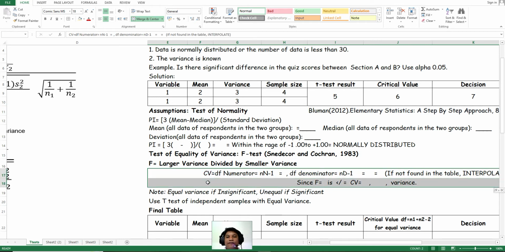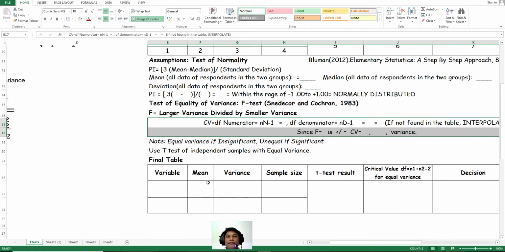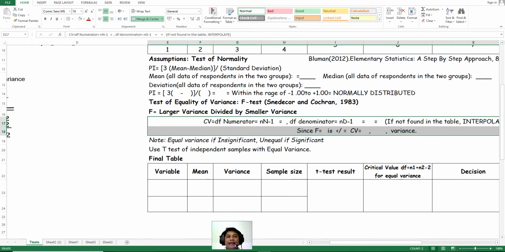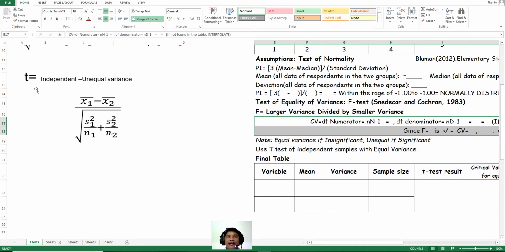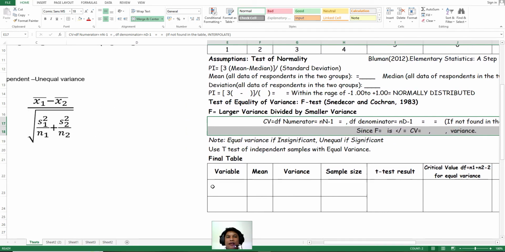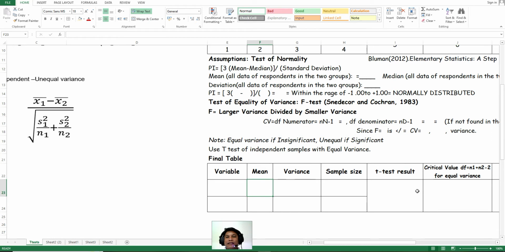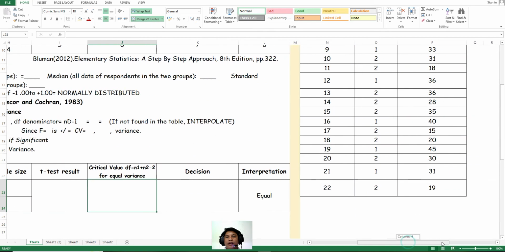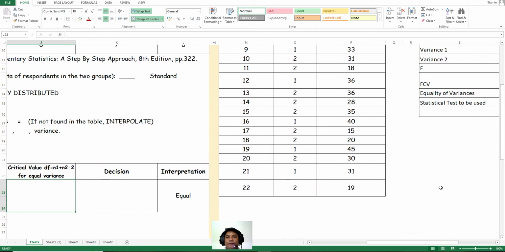we can say that the variances are equal or not. If it's an equal variance, then we can use the t-test for an equal variance. The second formula, in here, we have to reflect what the variables are: the mean, the variance, the t-test, and so on and so forth.